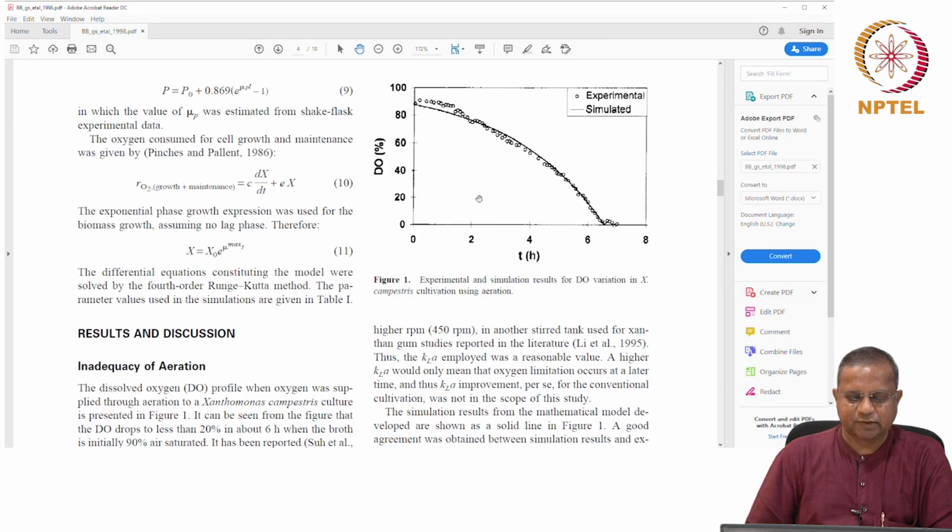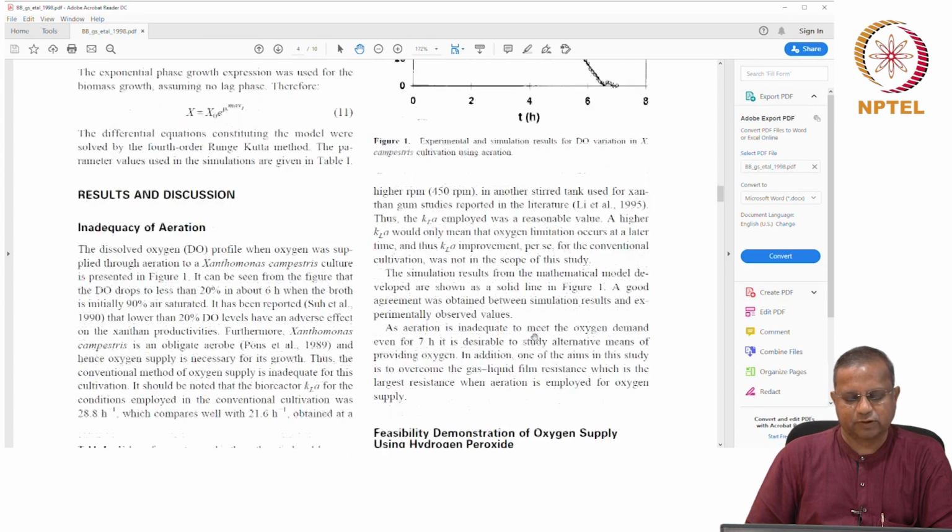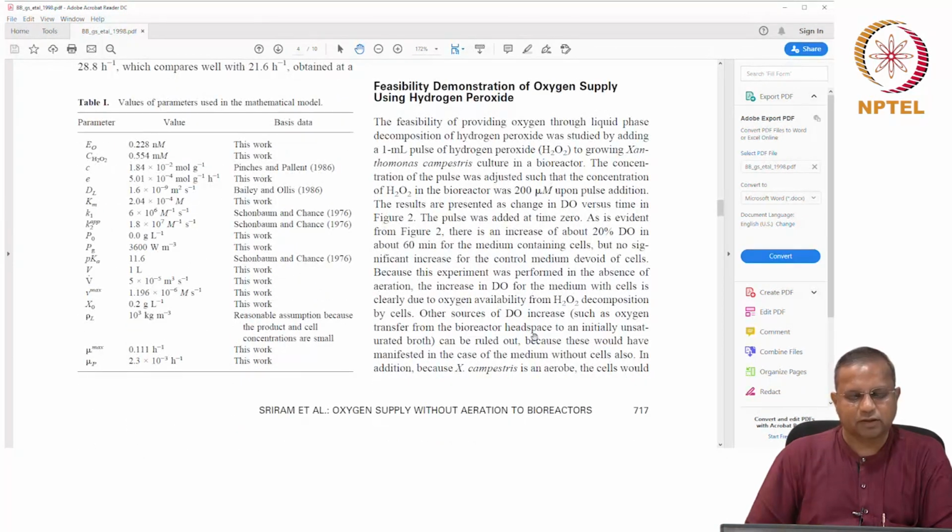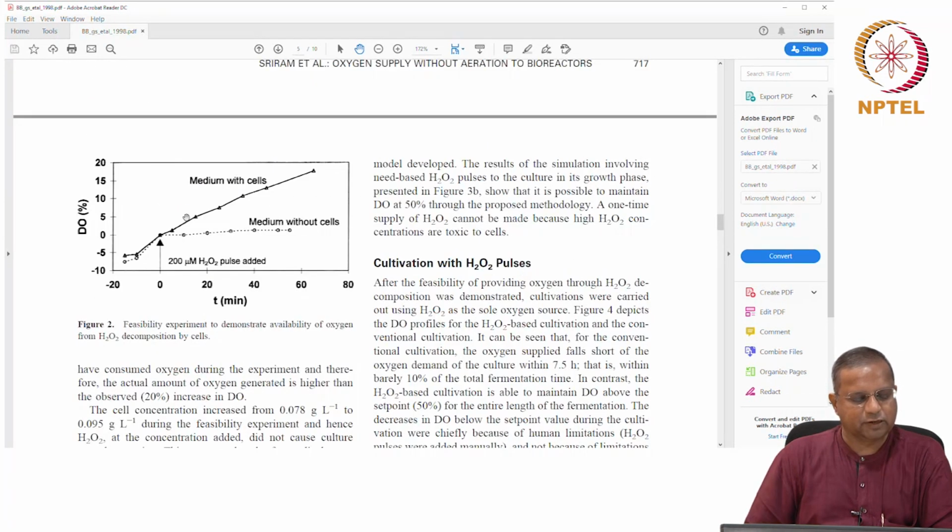Okay, this is some basic characterization, DO versus time, when we pulsed it with experimental and simulation values for DO variation in Xanthomonas campestris during aeration. Okay, this is the way it varies. We'll not get into that. And then feasibility demonstration of oxygen supply using hydrogen peroxide. Okay, what we did was, let me go to the graph here.